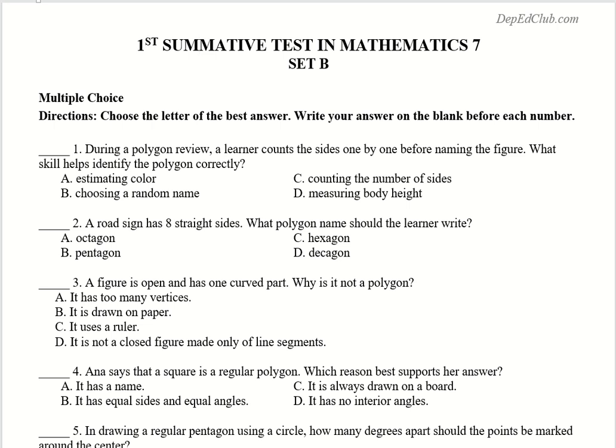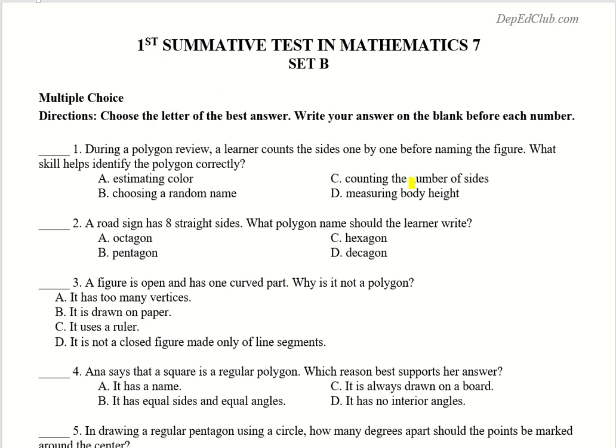Okay, number 1. During a polygon review, a learner counts the sides one by one before naming the figure. What skill helps identify the polygon correctly? The keyword is already there, so we'll have letter C, counting the number of sides. Number 2, a road sign has 8 straight sides. What polygon name should the learner write? 8 sides, that will be octagon.